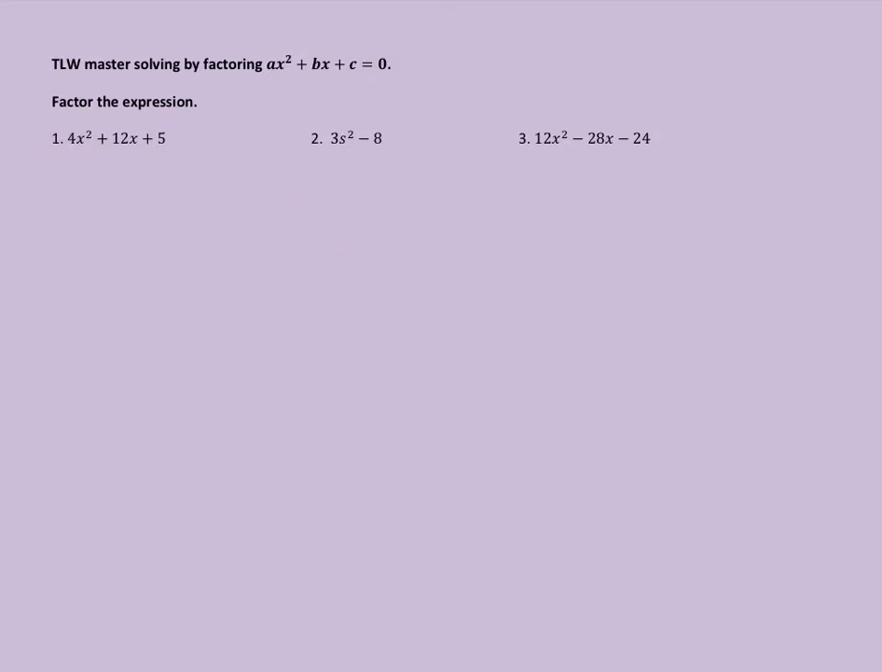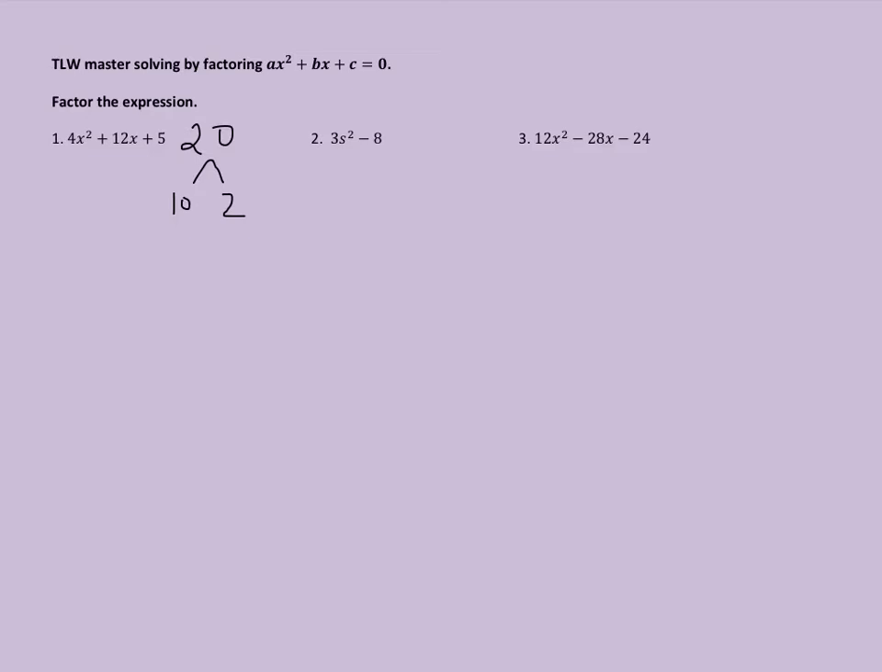Now, let's think about this. A times c, 5 times 4, 20. So you have to think, what multiplies to 20 and adds to 12? Well, 10 and 2.